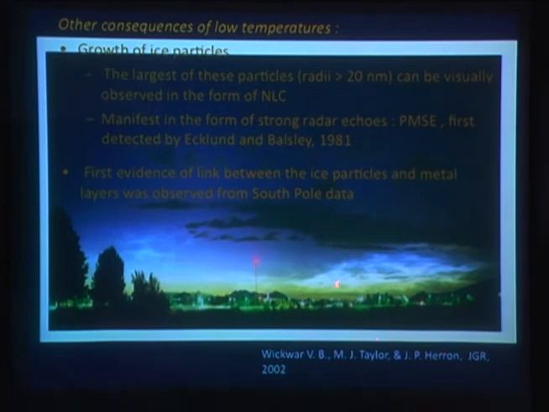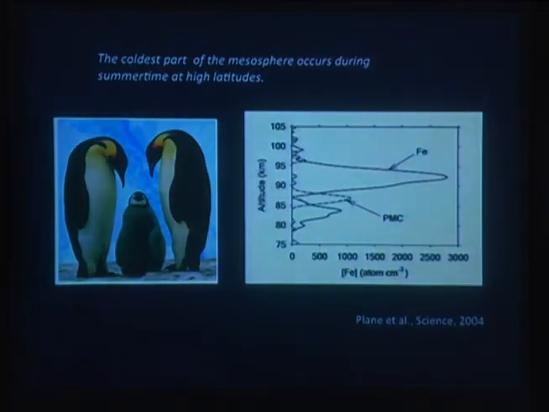2002. The reason I'm showing this picture, even though there are better pictures from IAP, is that I wanted to show that these NLCs can be observed at latitudes as low as 42 degrees north for Utah. This is an example of PMC removing the neutral iron from South Pole. So this iron is basically eaten away at the point where we have these ice clouds.